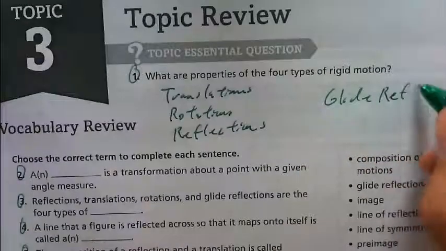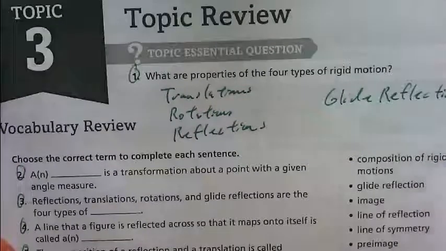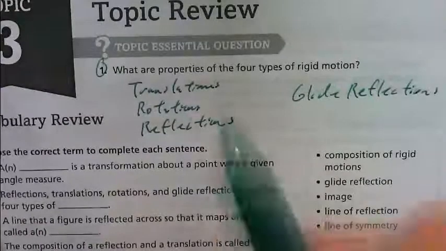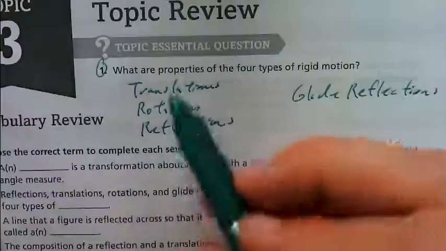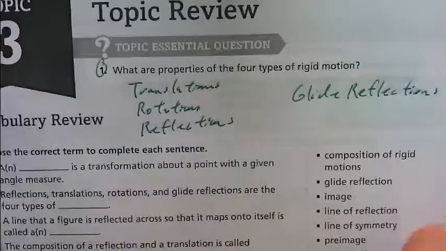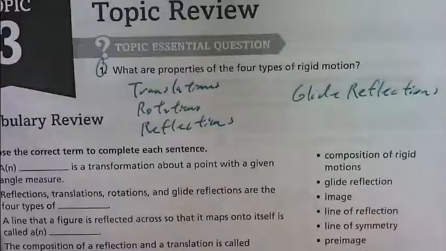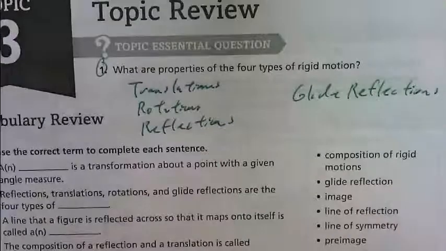So again, it is considered to be a rigid motion. So that would be our 4th. All right. So if you could only think of 3, there are really 3 main transformations that are rigid motions or congruency transformations, but glide reflections also counts as a 4th type of rigid motion.